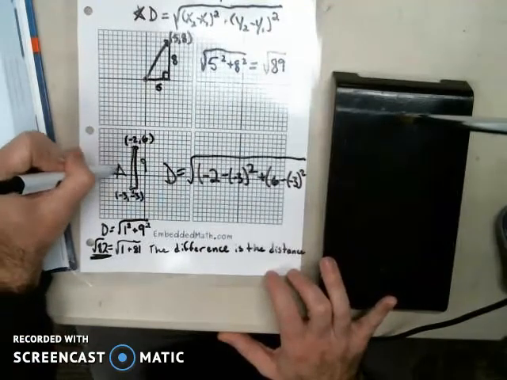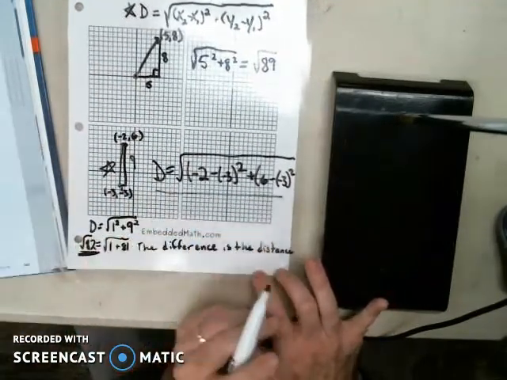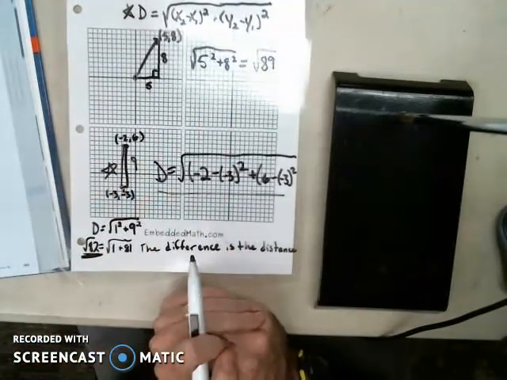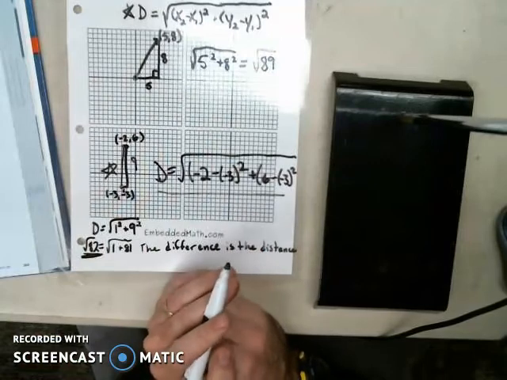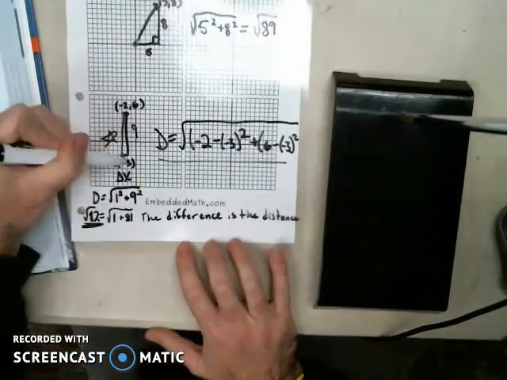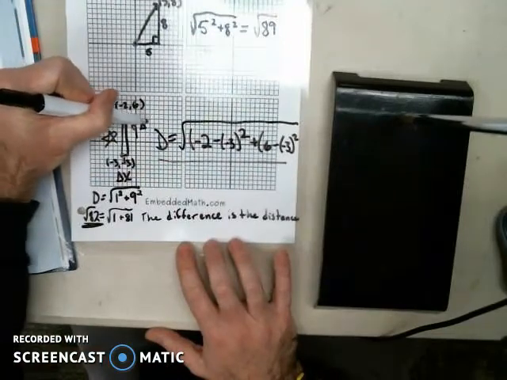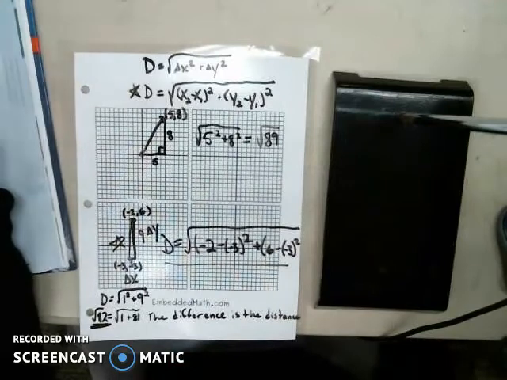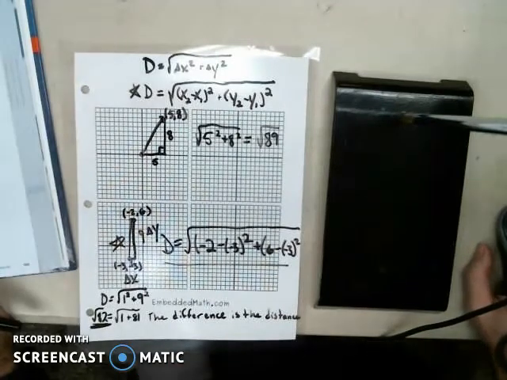So that's my suggestion. Draw the picture. Know that that formula does work, but it's a lot easier if you can just see it and count the spaces that you have to go. Again, 1 is the change in the x, and 9 is the change in the y. And then I can just use my little distance formula right there for figuring out the missing parts.